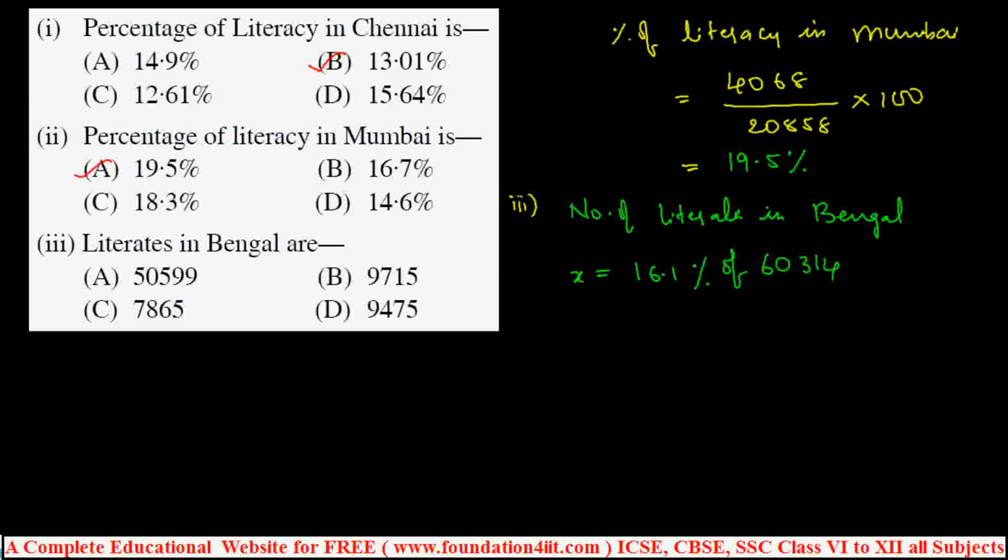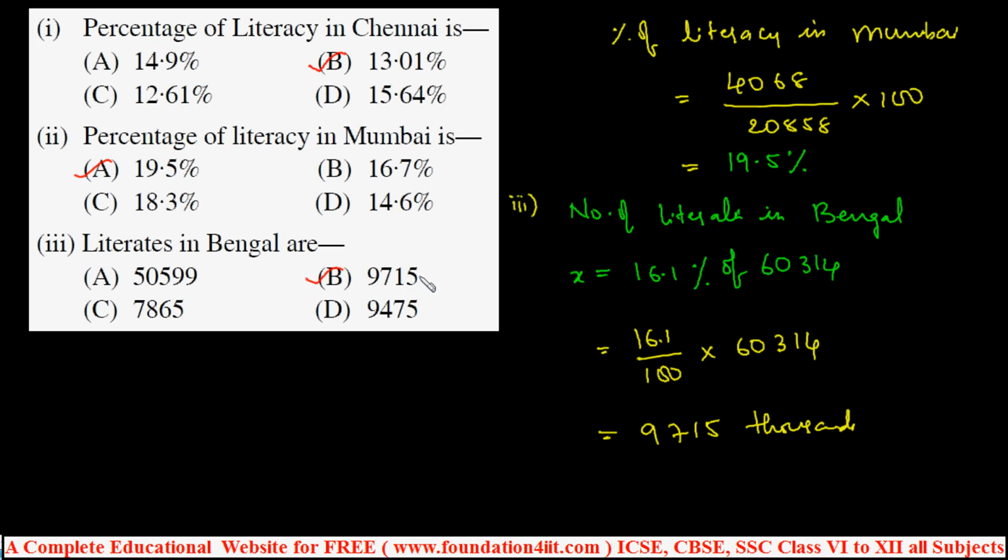Whatever answer you get, you can check from these options. Right, then that is equal to 16.1 by 100, because of the percentage symbol, into 60,314. Yes, you can do the calculation. This will get 9,715 thousands. And the option 9,715 is there, option B, right?